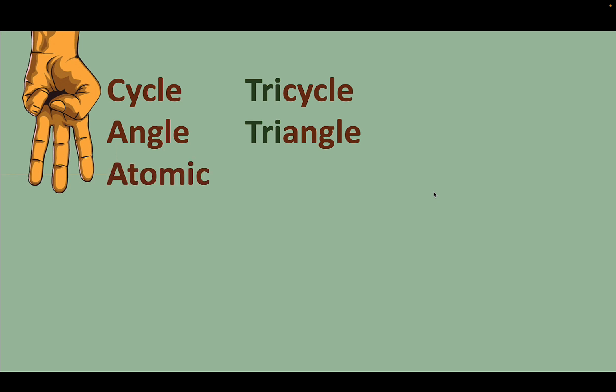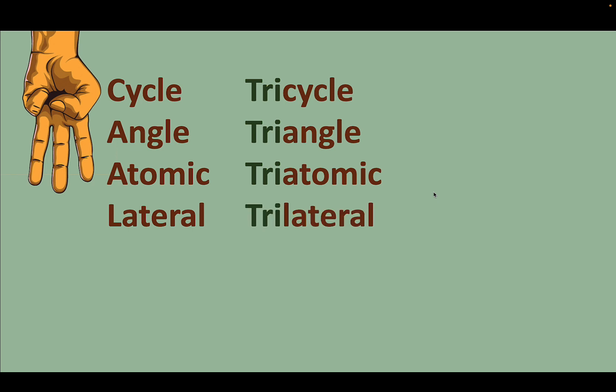Tri, when you add the prefix tri, you're usually giving the idea of 3 of something. So when we think of an angle, if we put a tri in front of that, we're talking about a triangle. It has 3 angles. Triangles have 3 angles. Atomic. Triatomic. Lateral. Trilateral. Tripod. That's an independent one.